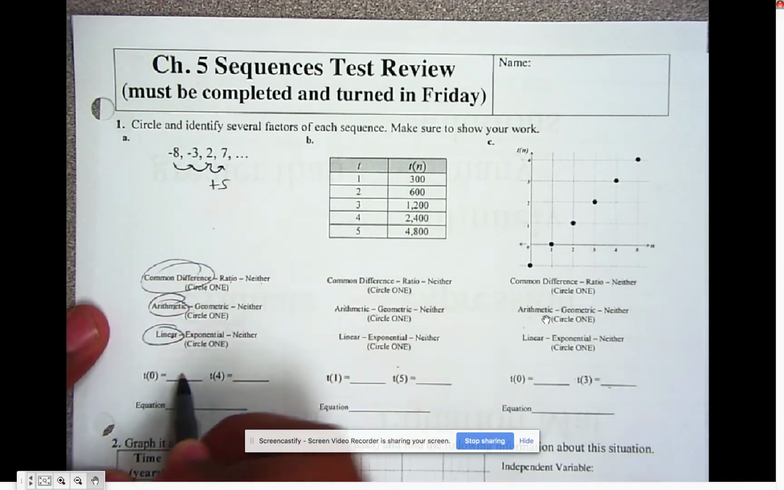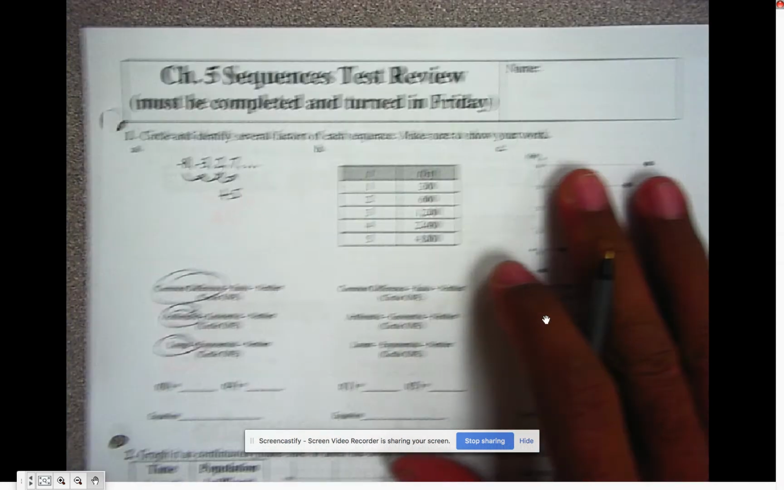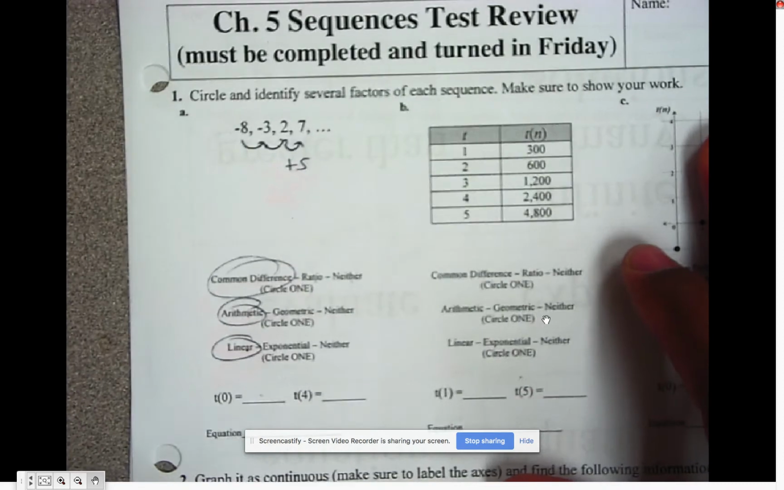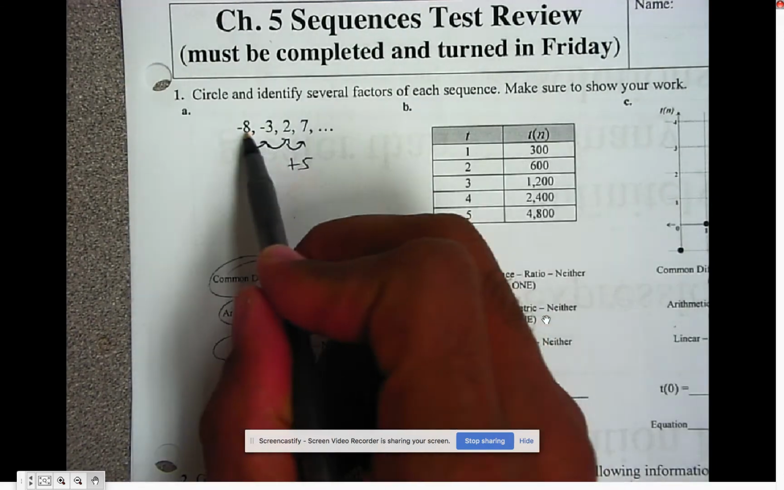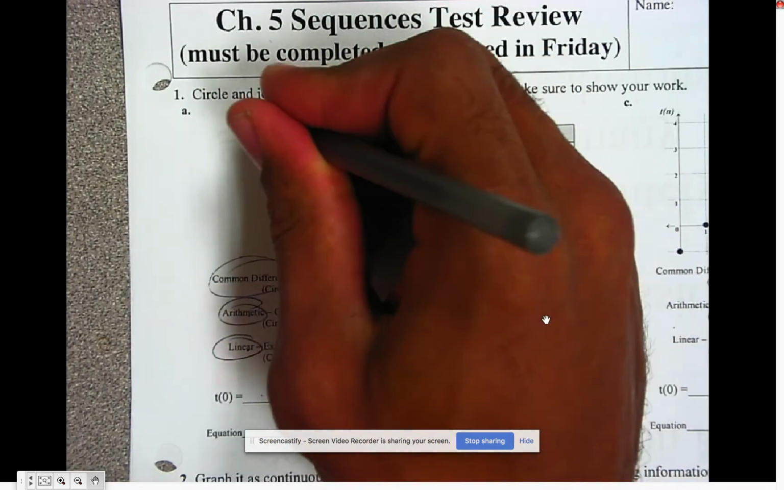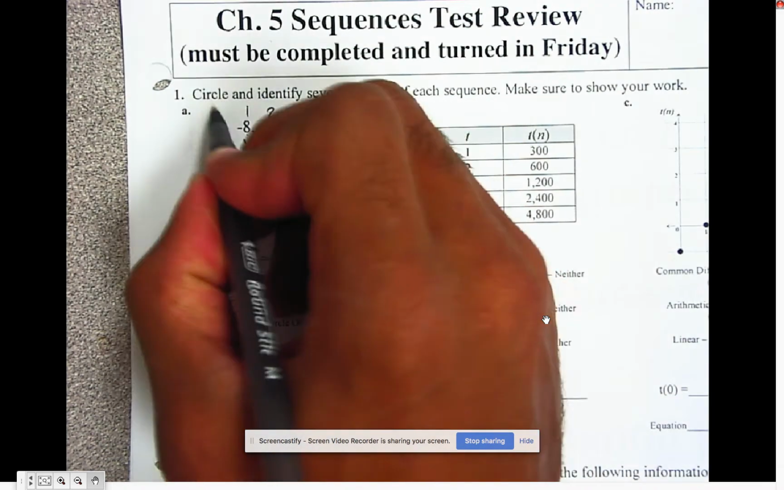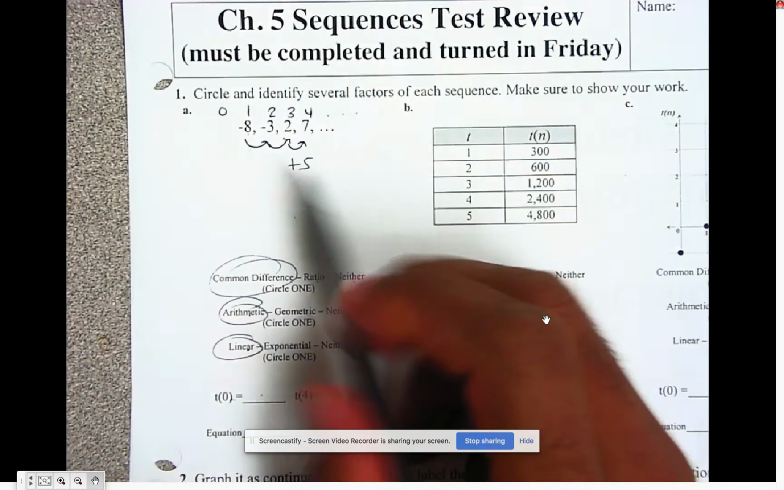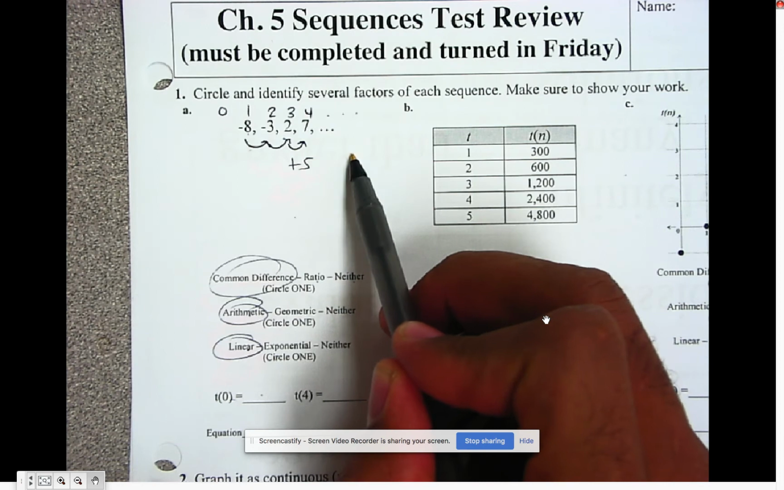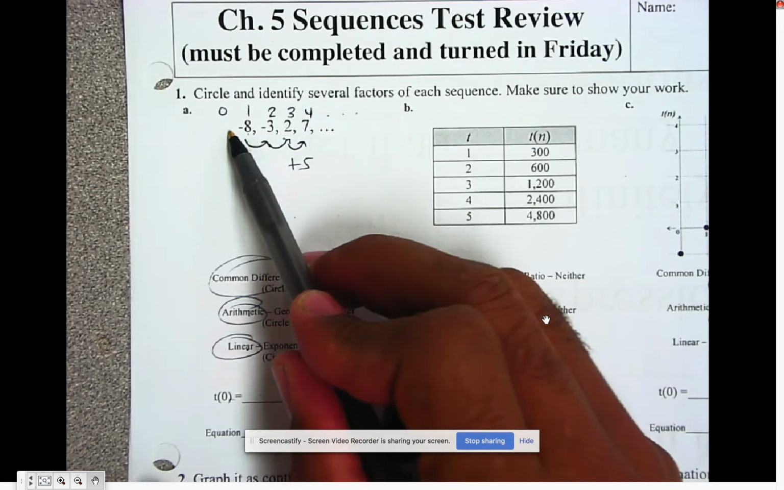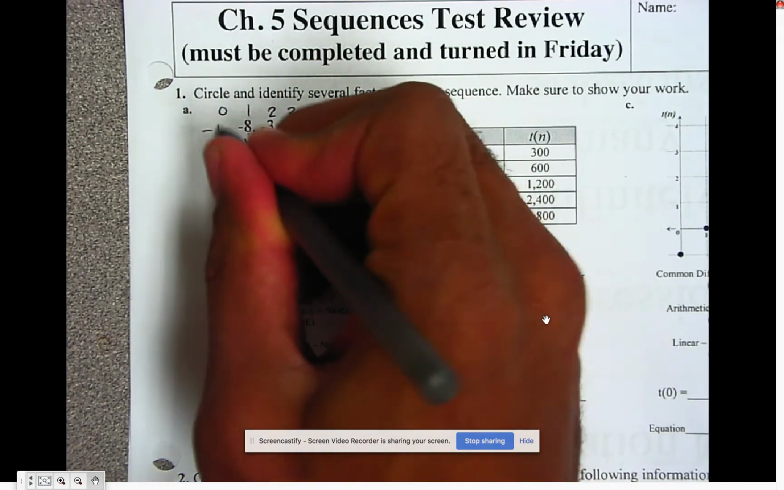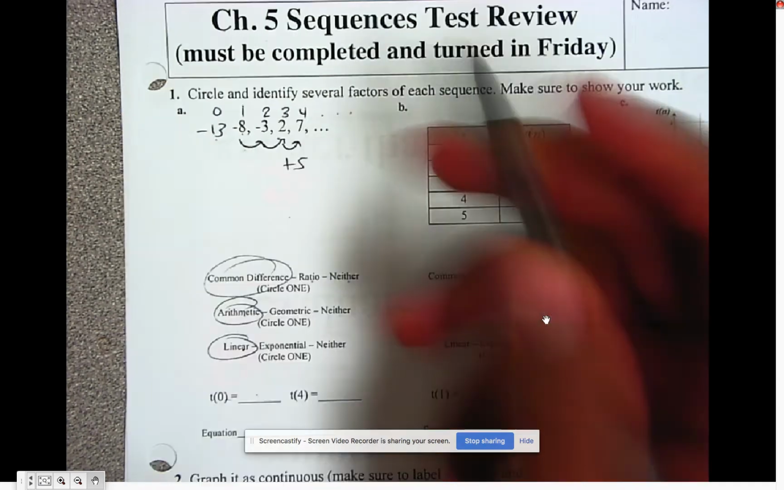Now for the zeroth term. Just a reminder that the zeroth term is not the -8. It's not the first term. That's actually term 1. The next one is term 2, term 3, and so on. So the zeroth term is going to be the one before. If we're adding 5 going to the right, then to get to the 0 term, we'd have to subtract 5. So that means it's -8 minus 5, which is -13.